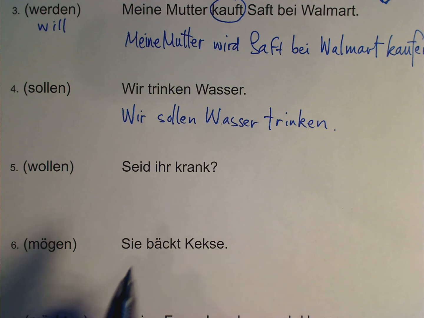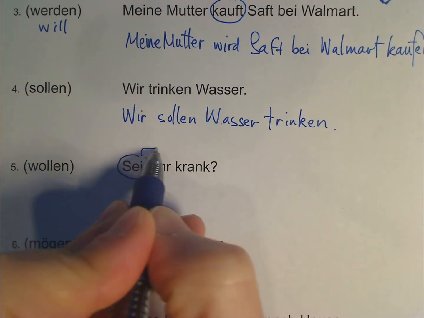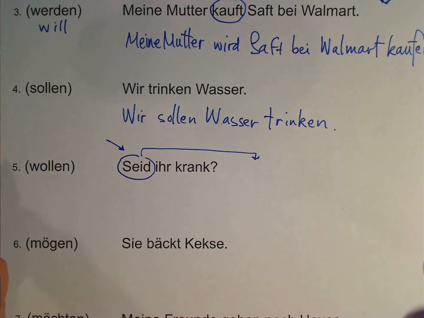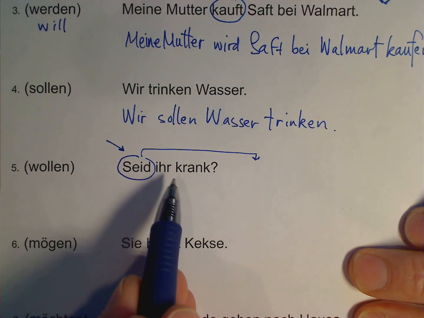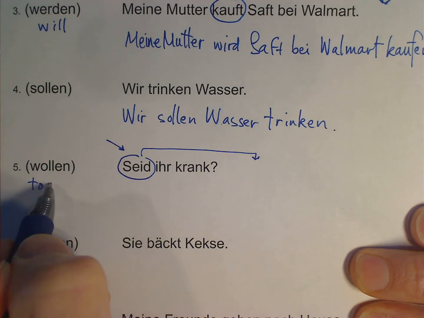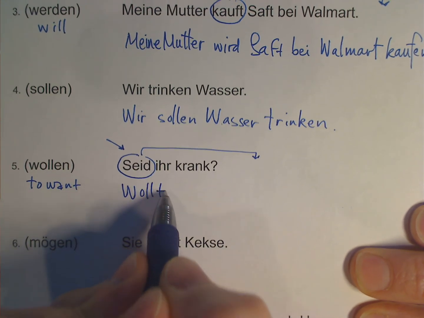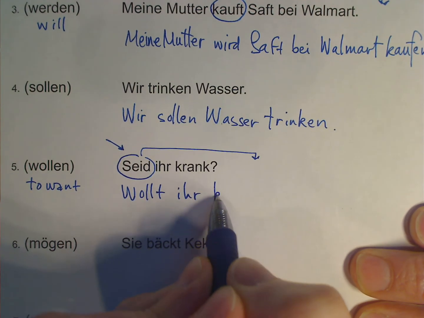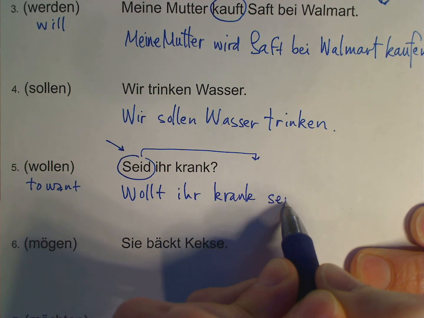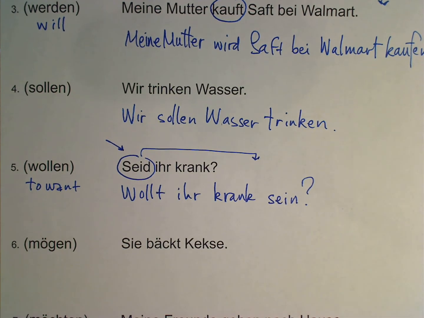So watch out. We're going to take this verb seid and unconjugate it and throw it to the end. And in its place, put in the correct form, the ihr form of wollen. Remember, wollen means to want. Here we go. Wollt ihr krank? Now, the unconjugated form of seid is sein. Wollt ihr krank sein? Do you want to be sick?